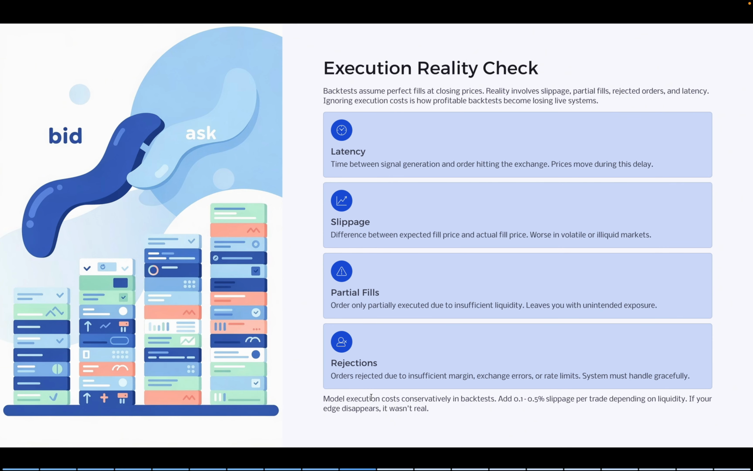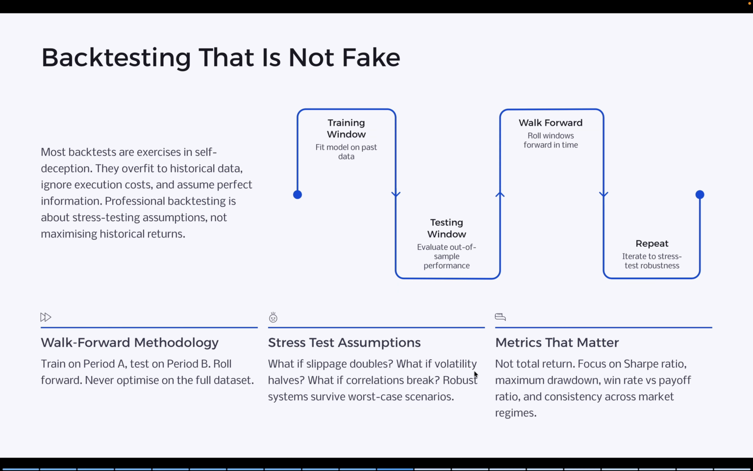So model execution costs conservatively in backtest: add 0.1 to 0.5%. What I do personally is I just add 1% slippage. I don't even go this conservative. I go extremely conservative, adding 1% or 2% slippage per trade, depending on liquidity. If your edge disappears, it wasn't real, right? Okay. Backtesting that is not fake.